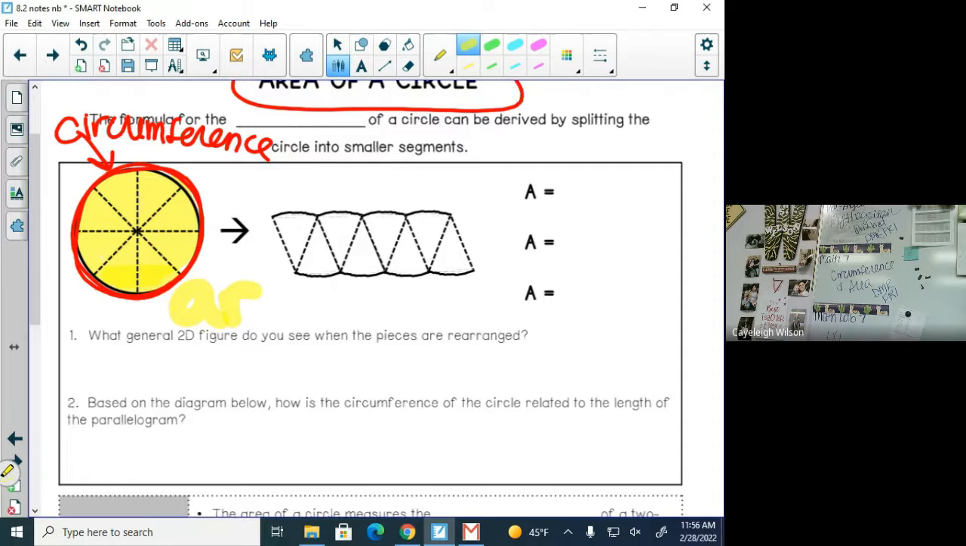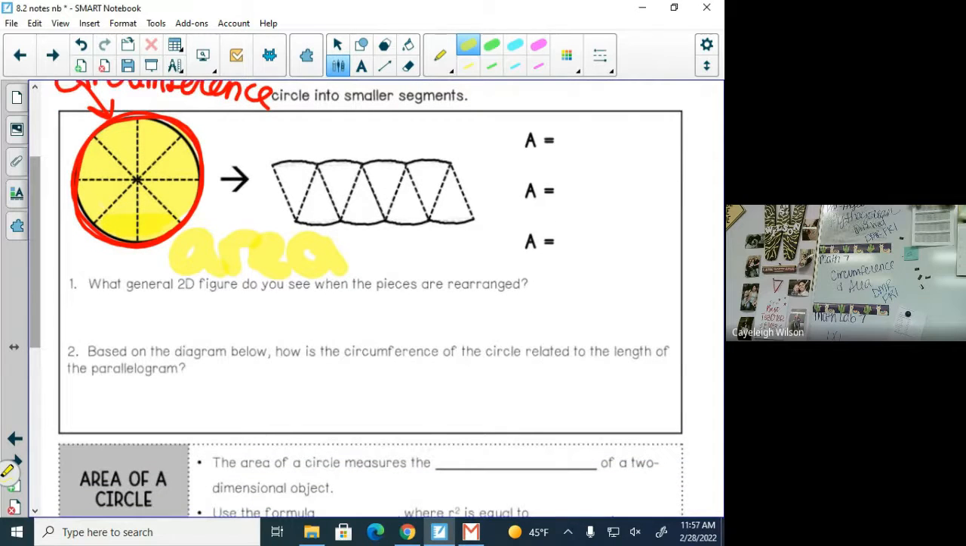Big area. So the difference here, circumference only measures the outside of the circle. It's kind of like the perimeter of that circle. Area is what covers that circle. Like if I needed to figure out how much carpet to cover this floor, I would find the area of the room to find how much carpet I needed. So area covers it, circumference goes around it.